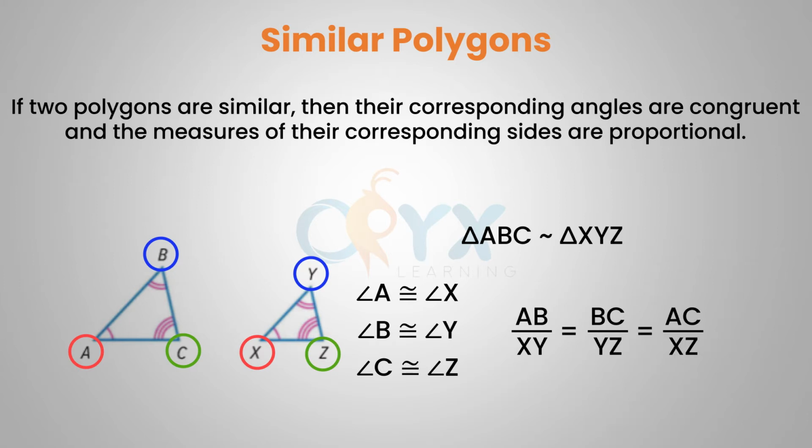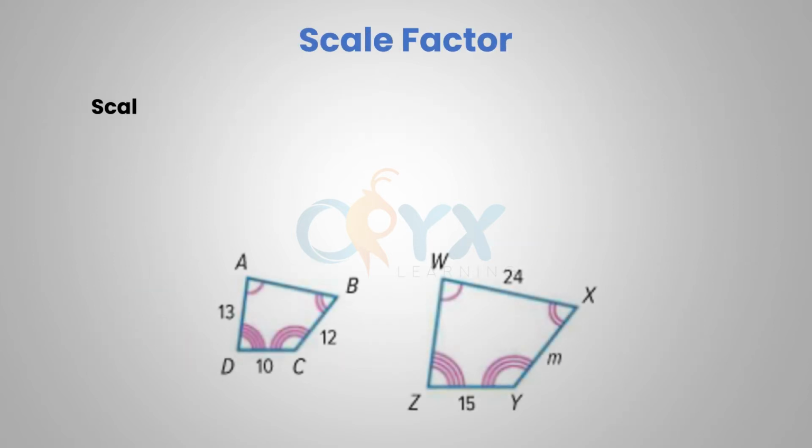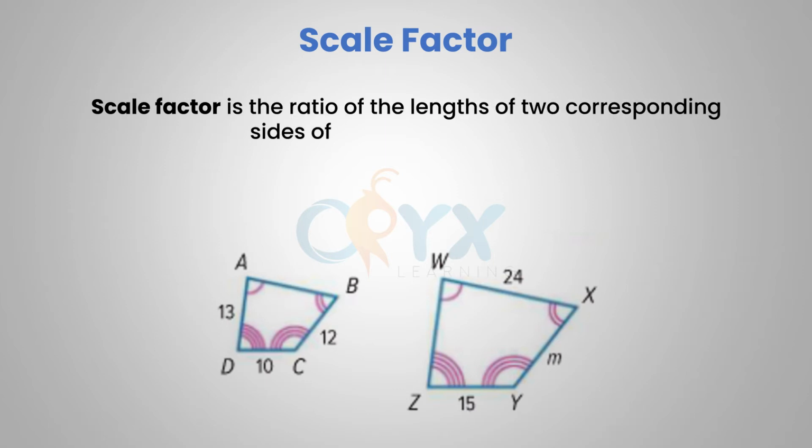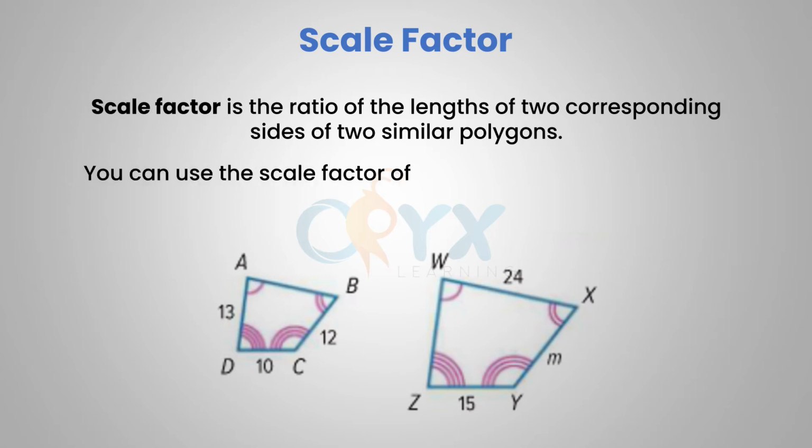And if you're wondering what the symbol is in between the two triangles listed, that is the symbol to denote similarity. It's the similar symbol. Scale factor is the ratio of the lengths of two corresponding sides of two similar polygons. You can use the scale factor of similar figures to find missing measures.